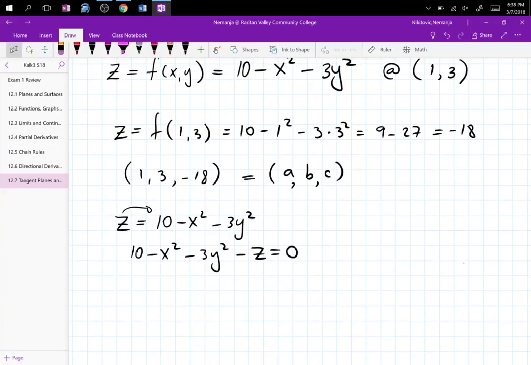So now let's go. What's fx? Fx of x, y, and z. Well, fx of x, y, and z is simply negative 2x.